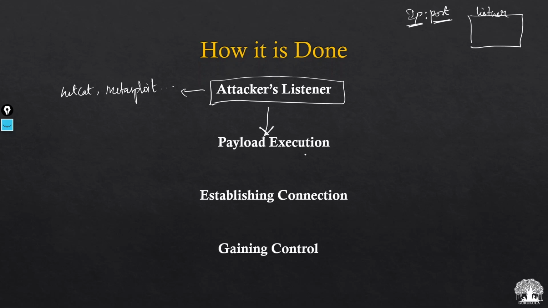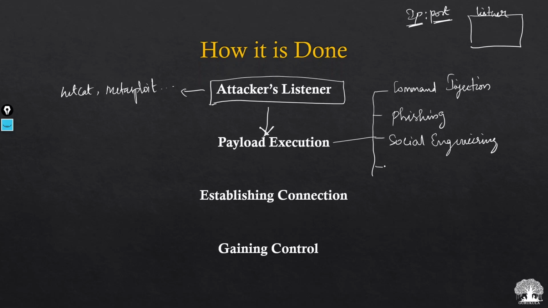Listener is set up. We have the next step as payload execution. The attacker will exploit a particular vulnerability on the target machine to execute a payload. So this payload will actually contain the instructions for the target machine to connect back to the attacker's machine. This particular type of payload can be injected into the target's machine by several methods, either by using command injection, or sometimes we can use techniques like phishing, or social engineering, or sometimes we can use file upload vulnerability.